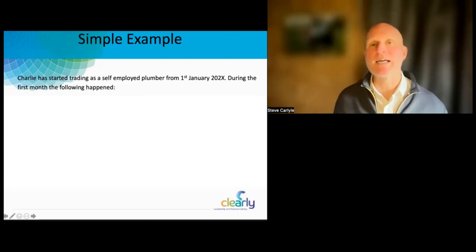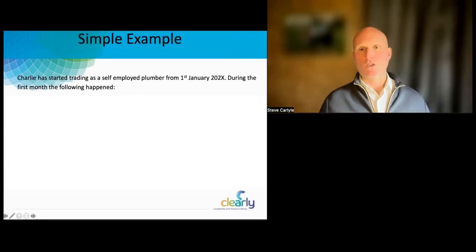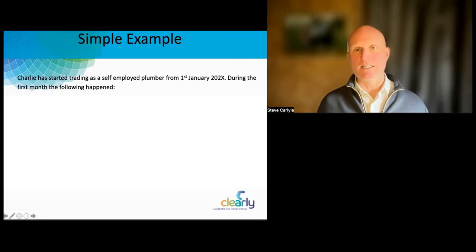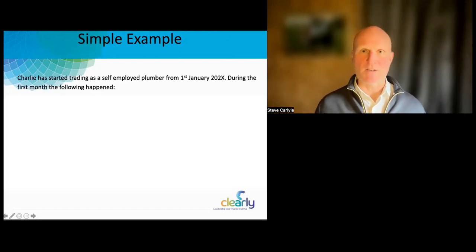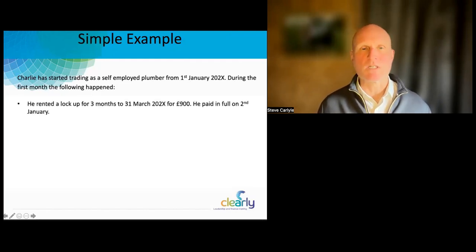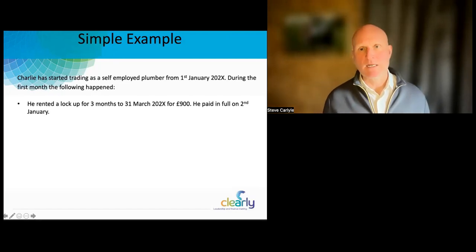Our simple example is about a plumber called Charlie. Charlie decides to set himself up in a new plumbing business from the 1st of January in our fictional year. In order to set himself up, he has to incur some expenses. The first thing is he has to rent a lockup. He needs somewhere to put all his tools, somewhere to store his vehicle, and somewhere to store any stuff he's bought that he needs to deliver to his customers.